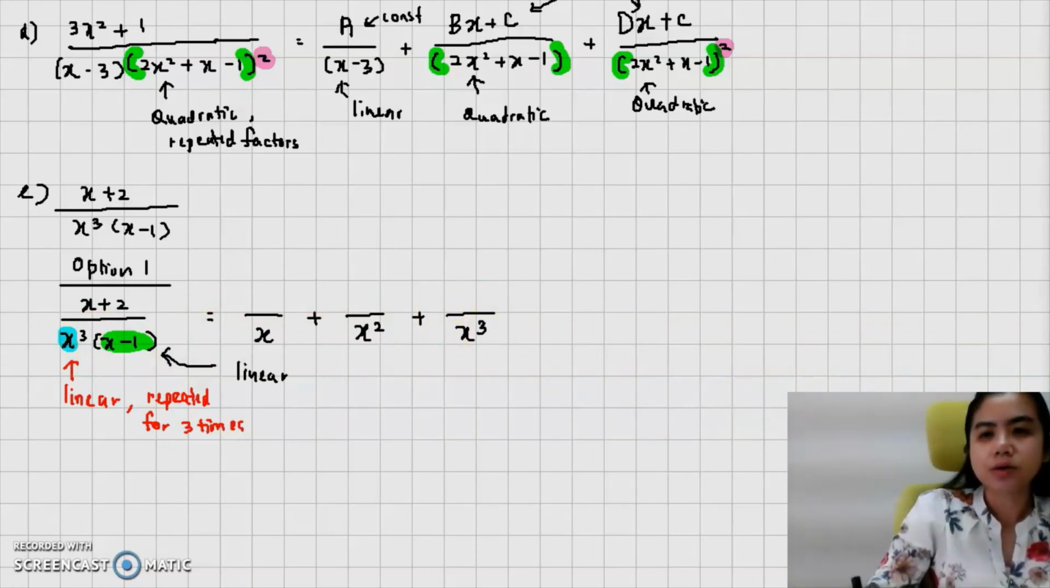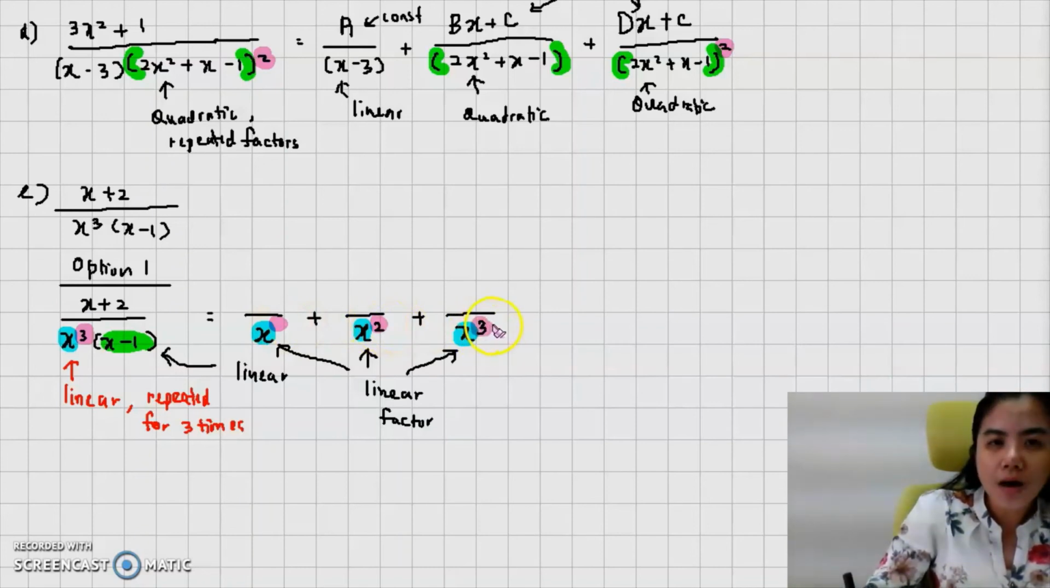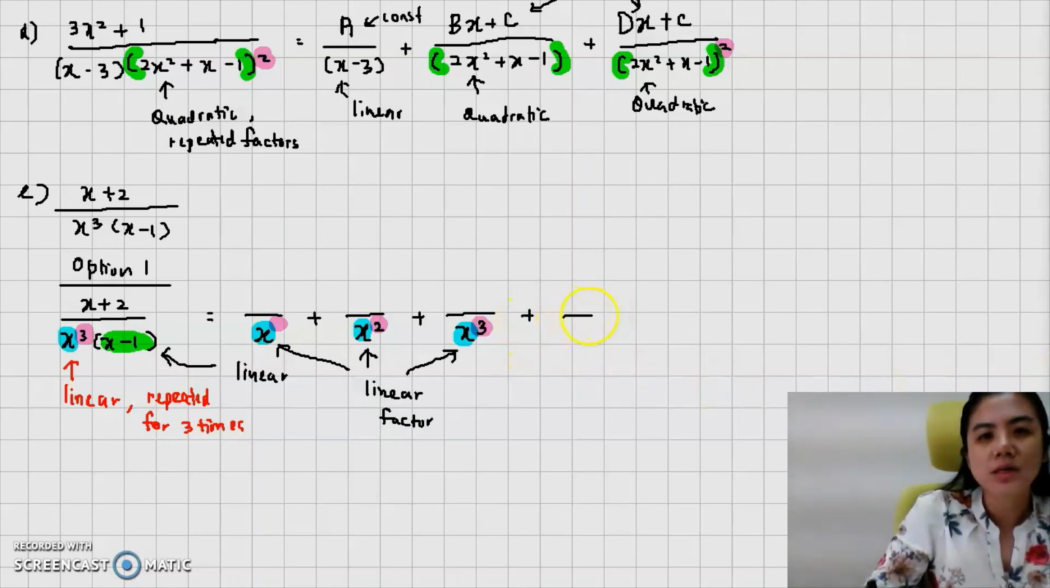Alright, because we are considering this one as linear factors. The power of the linear factor is power of 1. But these linear factors have been repeated for 3 times, so we begin with power 1, power 2, and power of 3. Then last, it will be x minus 1 only.